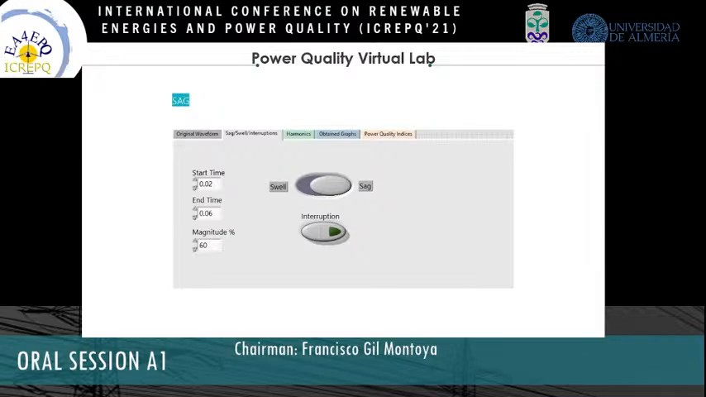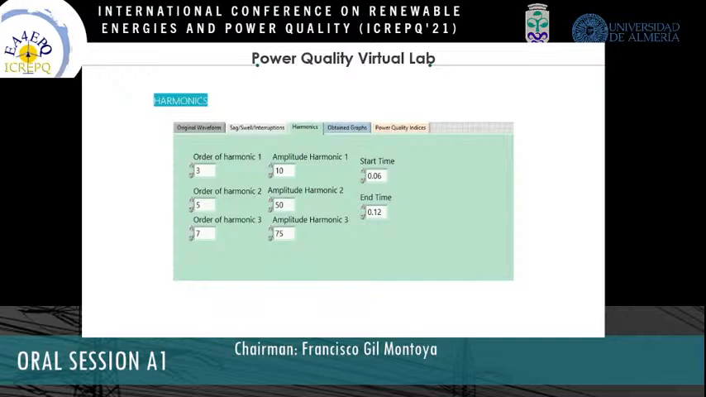In addition to the sag created, the signal is distorted by three harmonic components of order 3, 5, and 7, with magnitudes of 10 volts, 50 volts, and 75 volts respectively, as shown in this UI screen. These harmonics interfere in the signal between 0.06 seconds and 0.12 seconds. Up to 50 harmonics can appear in a system. However, only 3 harmonics can be added in this virtual tool, as its main purpose is to learn and investigate the basics and measures of power quality.